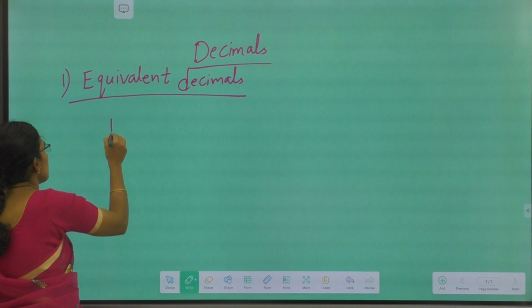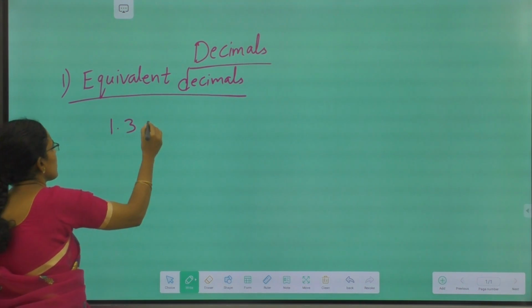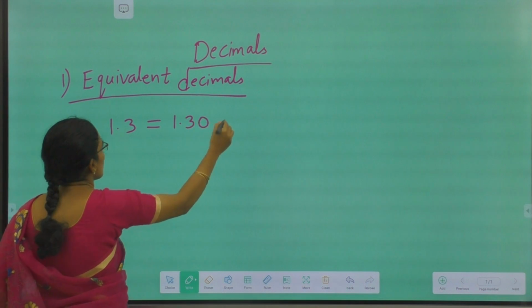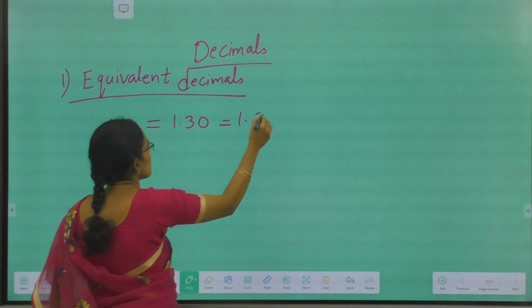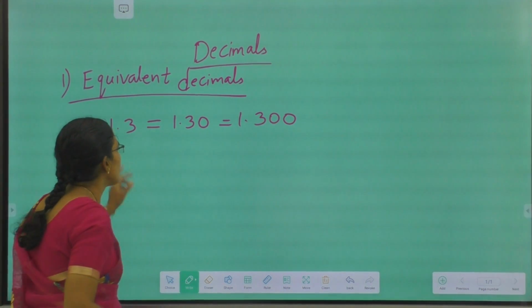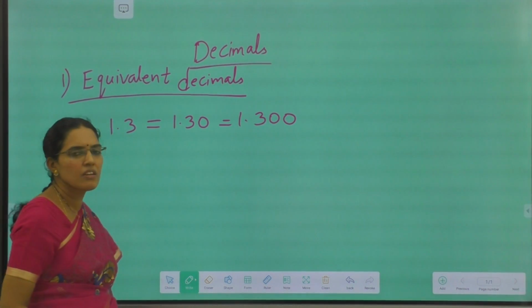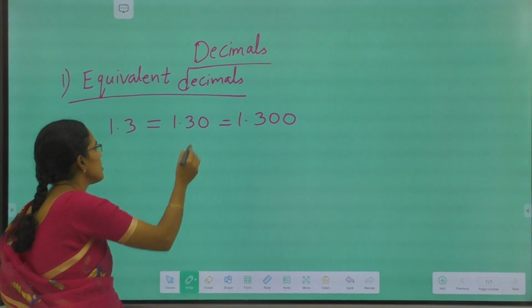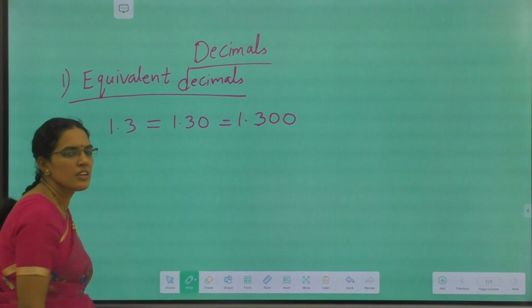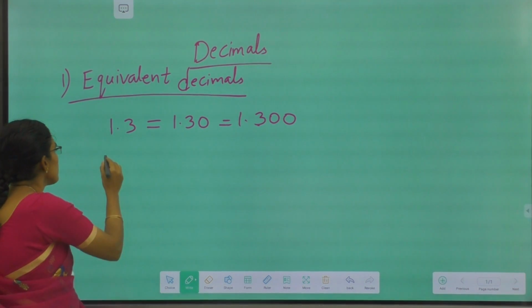For example, 1.3 is also equal to 1.30, and this is also equal to 1.300. These are all equivalent decimals. There is no change in the value of the decimal even if we include 0 after the last decimal digit. These are known as equivalent decimals.